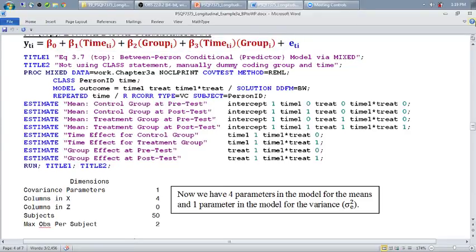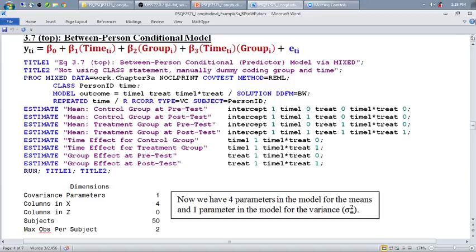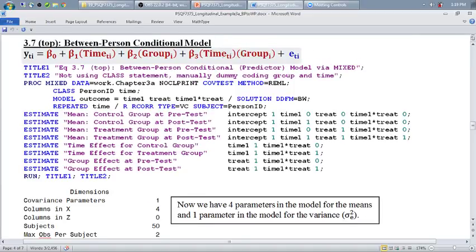So here's the model that would test my hypothesis. My hypothesis is an interaction between group and time. I expect that one group improves more over time than the other. Note it looks like a traditional regression, right? We've got beta 1 for time, beta 2 for group, beta 3 for the interaction.